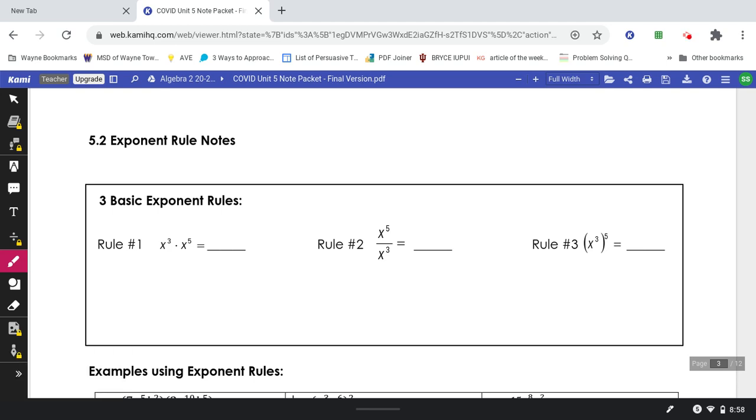These are the 5.2 notes for Algebra 2. We're going to talk about our basic exponent rules. These are things you probably learned back in Algebra 1, but we're going to refresh. So you have three basic rules for exponents.